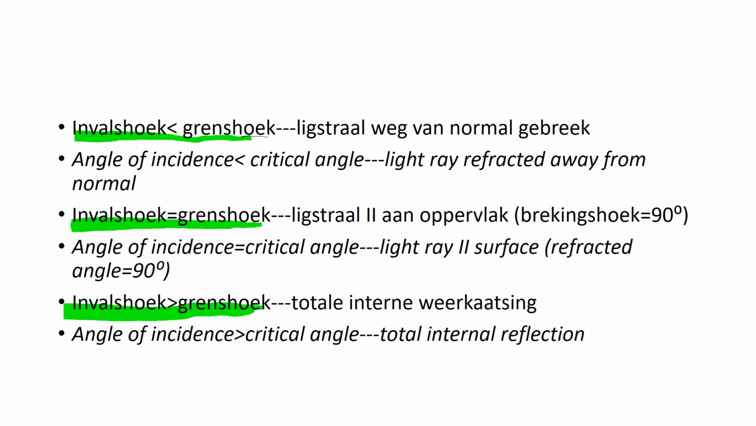Wat sien ons dan nou gou? Kom ons vat net gou saam. As jou invalshoek kleiner as jou grenshoek, dan word jou ligstraal weg van die normaal gebreek. If your angle of incidence is smaller than your critical angle, your light ray is refracted away from the normal. If your angle of incidence is equal to your critical angle, the light ray moves parallel to the surface and your angle of refraction is 90 degrees. Jou brekingshoek is dan 90 grade. As jou invalshoek groter as jou grenshoek is, kry jy totale interne weerkaatsing. The angle of incidence bigger than your critical angle, you get total internal reflection.